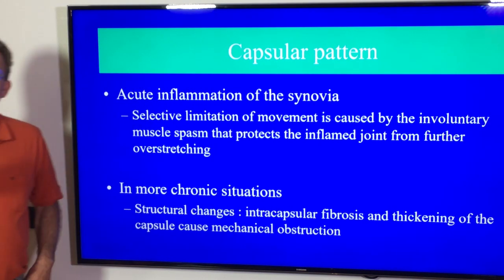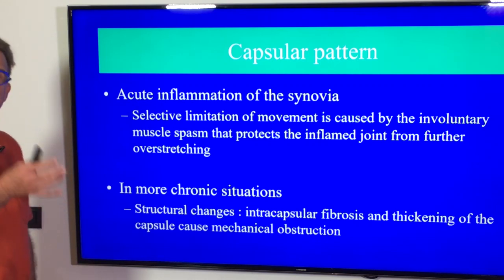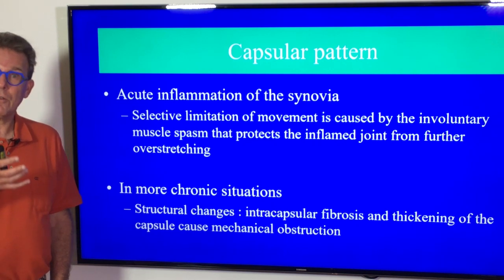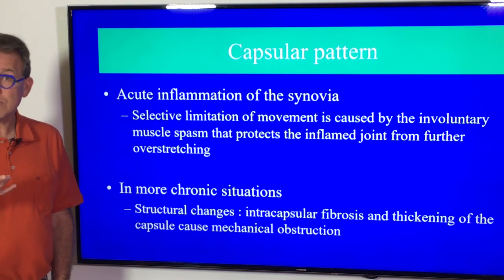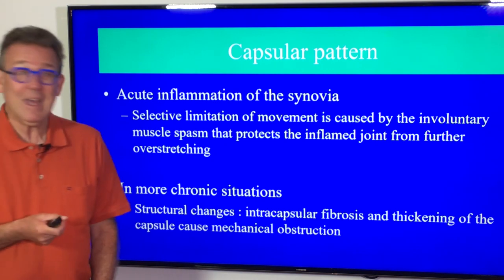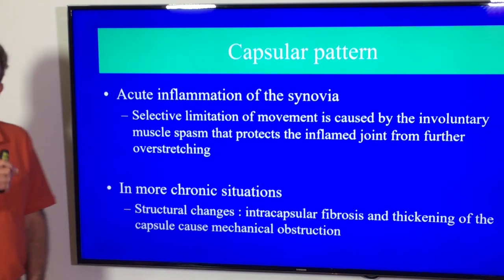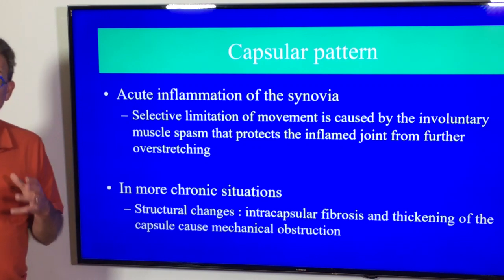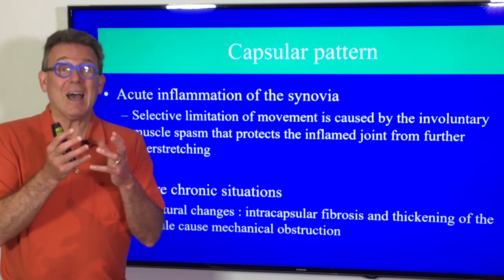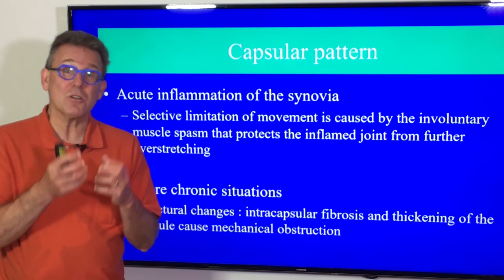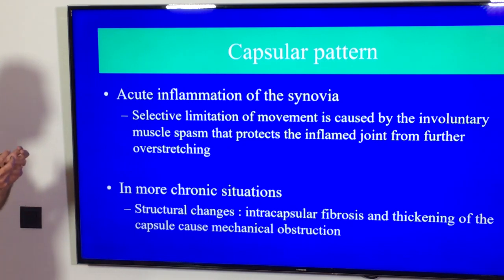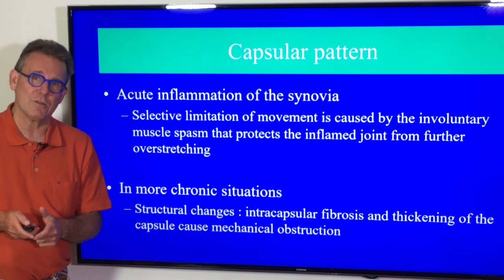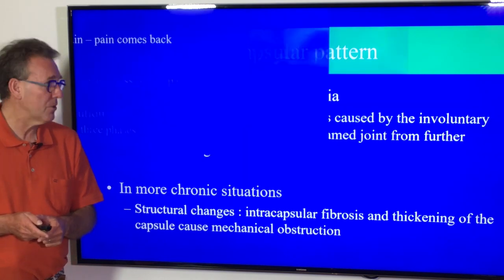In fact, where is the capsular pattern coming from? Well, in an acute situation, the capsular pattern is more or less a protective mechanism, a protective muscle spasm. In chronic cases, you're going to find the reason is going to be different. You're going to have really a structural problem, a problem with adhesive scar tissue. So you can imagine that the treatment in the acute situation is going to be totally different than the treatment in the chronic situation.